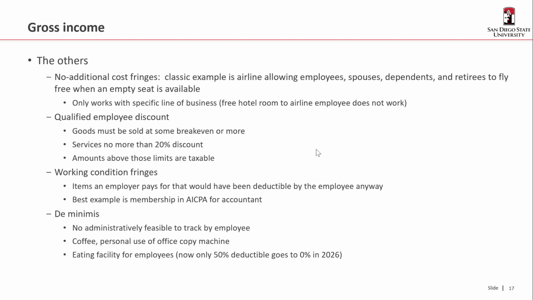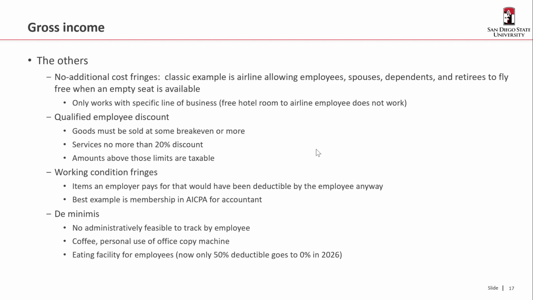Working condition fringes. These are items an employer pays for their employee, but it would have been deductible by the employee if they paid it anyway. And the classic example is dues, subscriptions, memberships, credentials. So, if your employer pays for you to be a member of the AICPA or the Cal Board of Accountancy, those are all working condition fringes that are excludable by the employee, and the employer takes a deduction for it. And then there's de minimis.